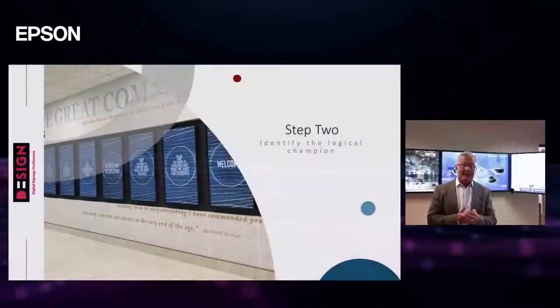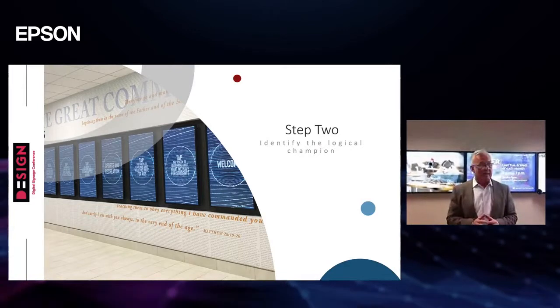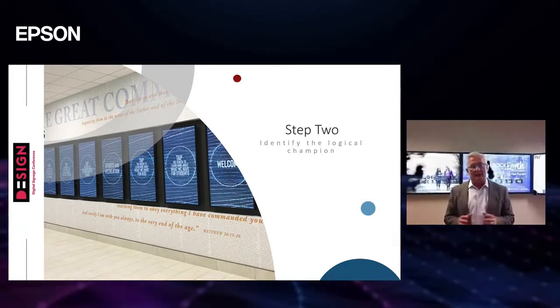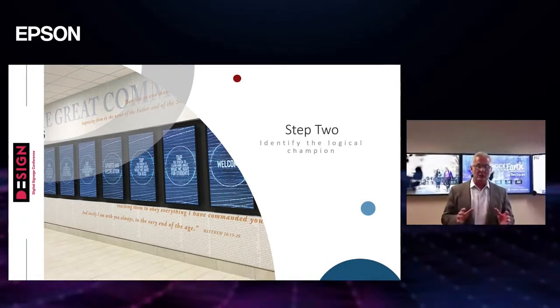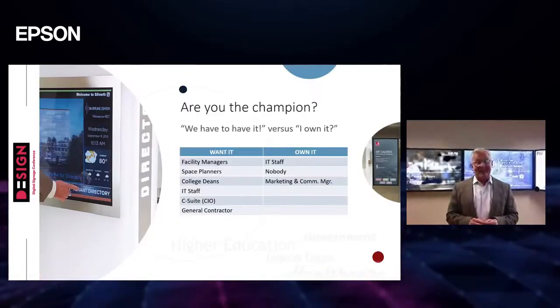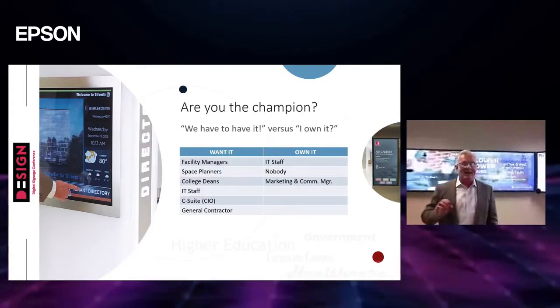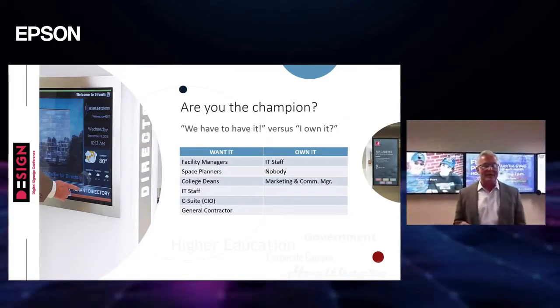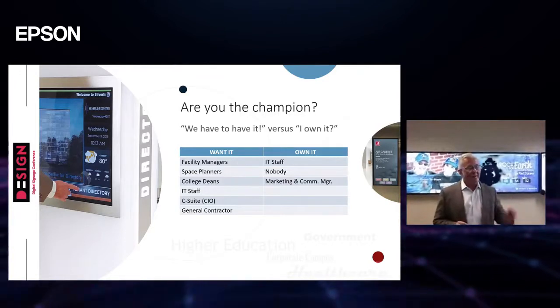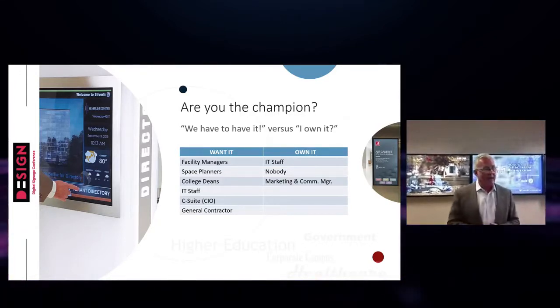We've already decided that, yes, they do have a problem. They're trying to solve several different things. But in identifying the logical champion, there are really 2 champions. There's the one who says, we have to have it. And then later, there's someone who says, I own it, right? Identifying the I-own-it person is far more difficult than the I-have-to-have-it person, and it's easy to satisfy I have to have it.